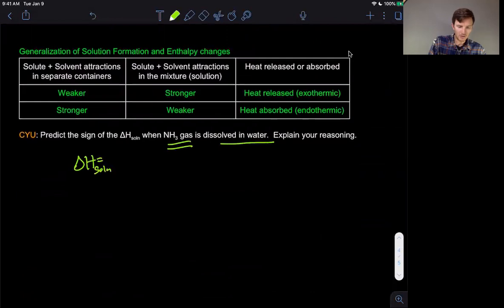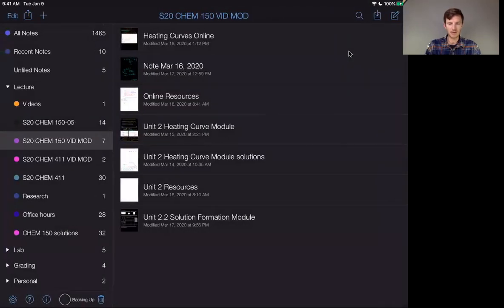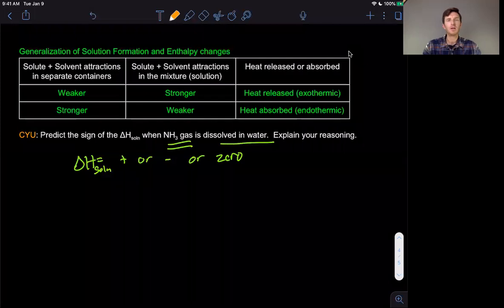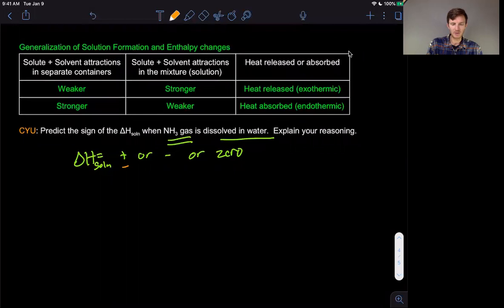The enthalpy of solution, is it going to be positive? Is it going to be negative? Or maybe we're going to say it's close to zero, there's really no change occurring here. So I want you to go ahead and predict and identify whether you think it's going to be a positive, negative, or close to zero enthalpy change for the enthalpy of solution. And then give a reason for why you would predict positive, negative, or zero based upon the specific solute and solvent when we're making this solution.